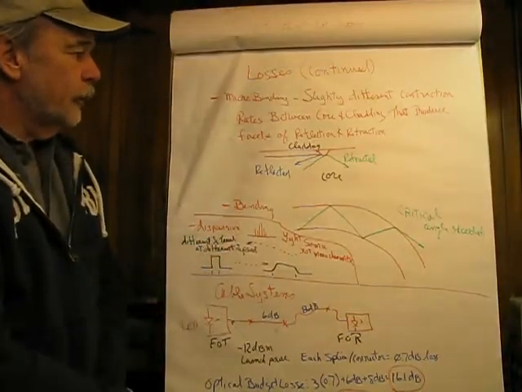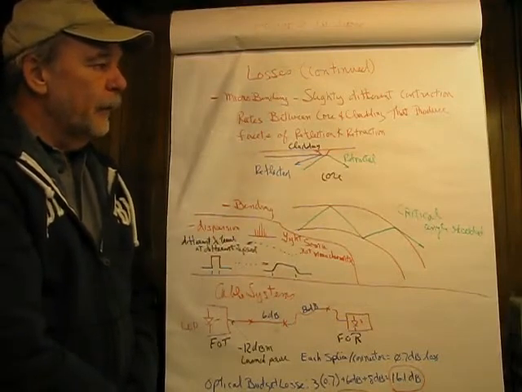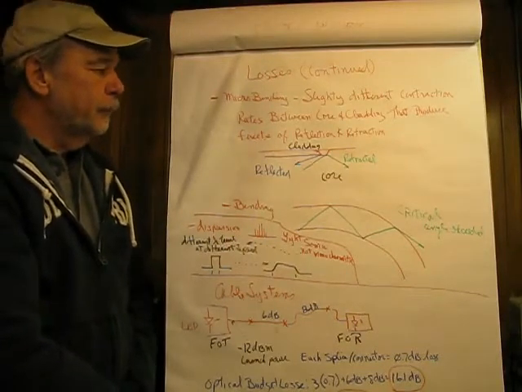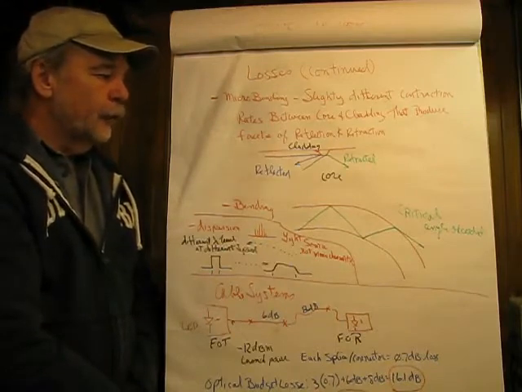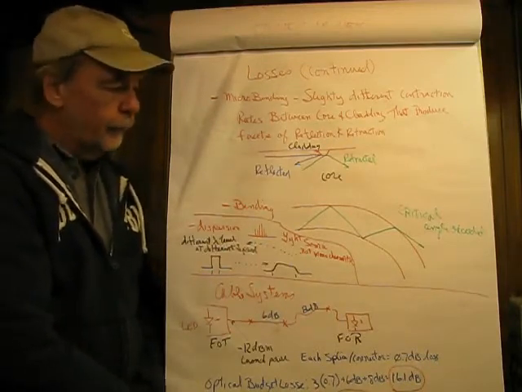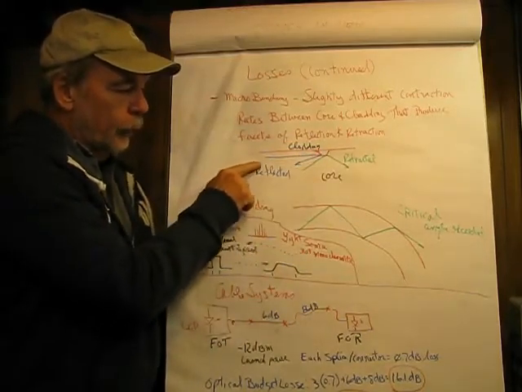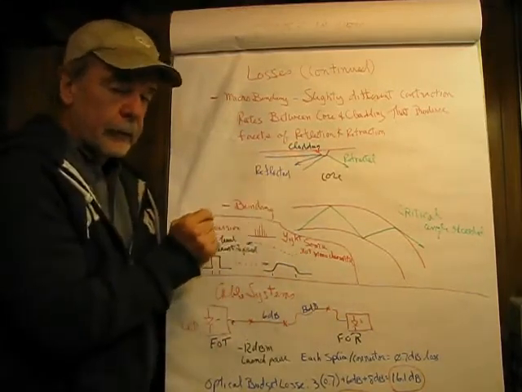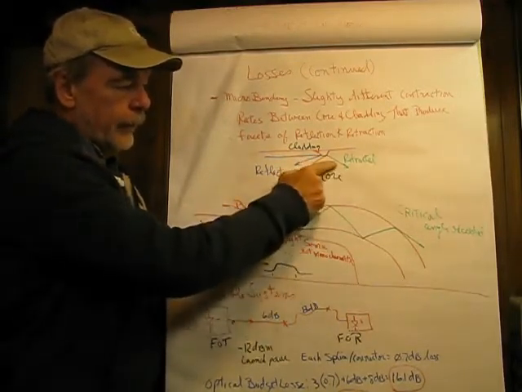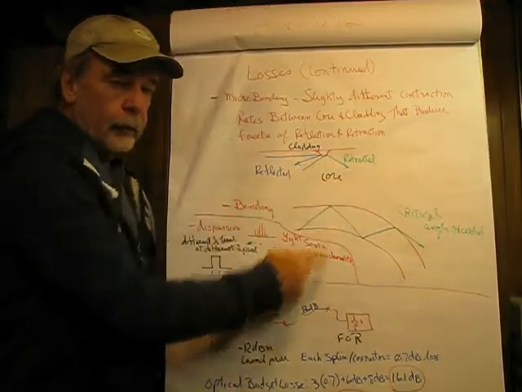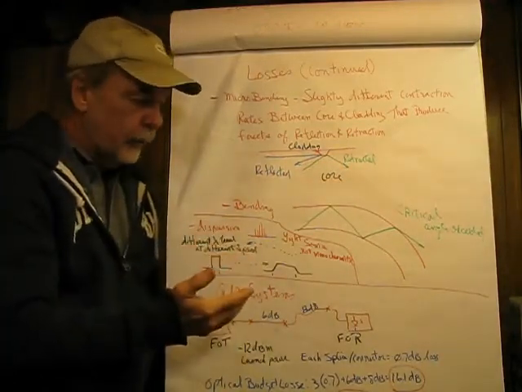Okay, losses continued. This is a good one, microbending, and it's slightly different contraction rates between the core and the cladding that produces facets. Now a facet would look like this little bump here, and what we're seeing is a blue light ray that's being reflected and another light ray in green which is being refracted. And if this angle is too steep, it's going to be lost on the interface because it's going to exceed what's called a critical angle.